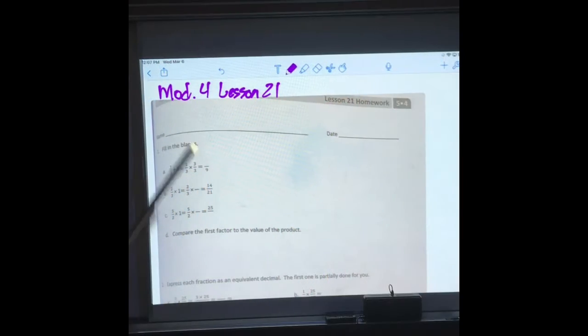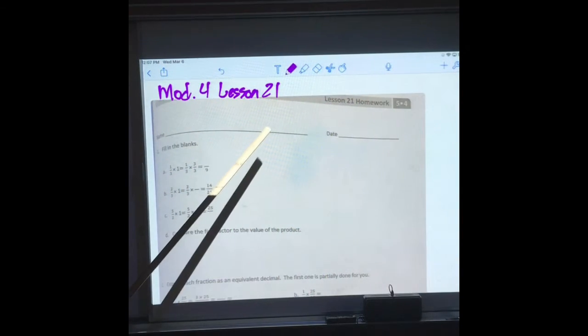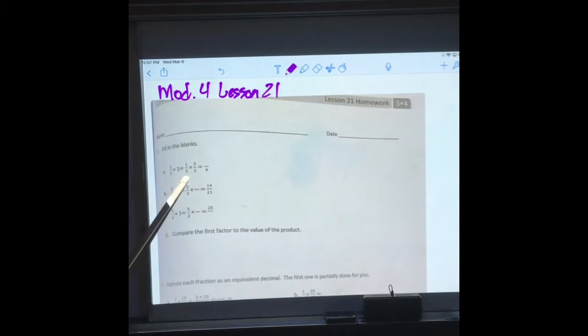Welcome back to math. Today, Module 4, Lesson 21. We're working with fractions and one whole. So let's jump into this and find out what we're doing.